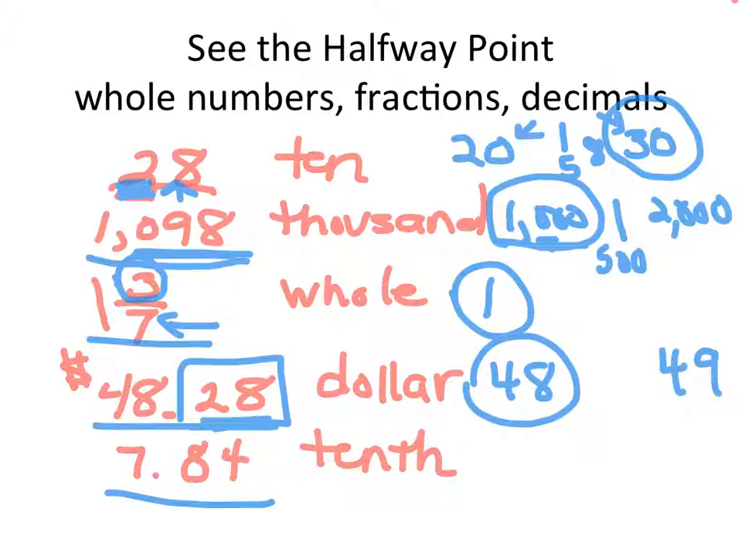This number, if I want to round to the nearest tenth, I would think to myself, what number is in the tenths place? So my answer is going to be 7 8/10 or 7 9/10.